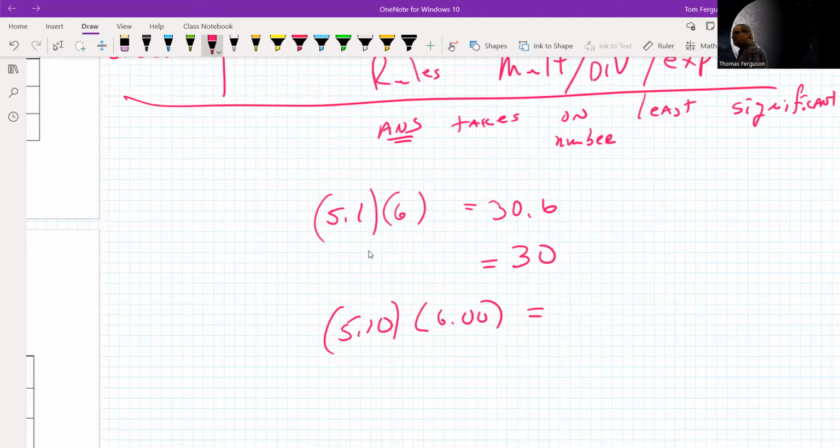Okay, what's our answer now? Well, we have to determine sig figs here. How many sig figs is that? 3. Remember, trailing zeros count if there's a decimal point, right? So it's 3, 3. So our answer is going to be 30.6.